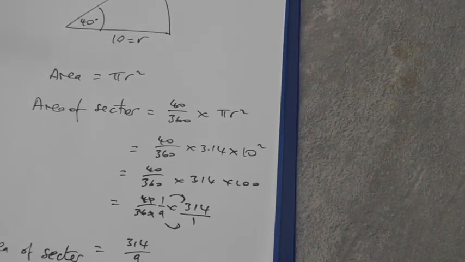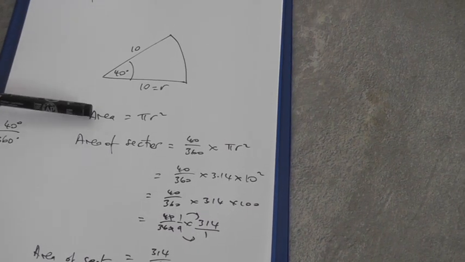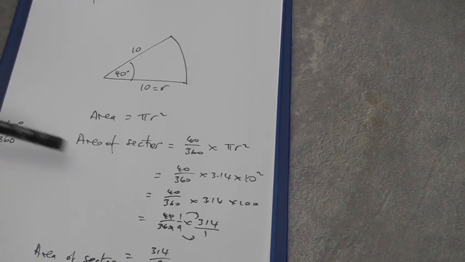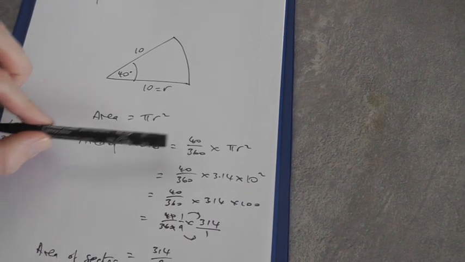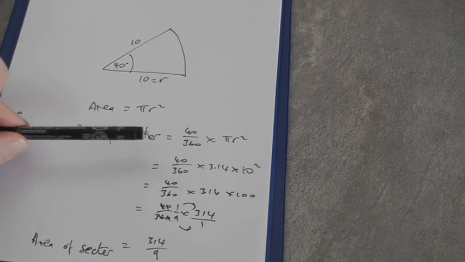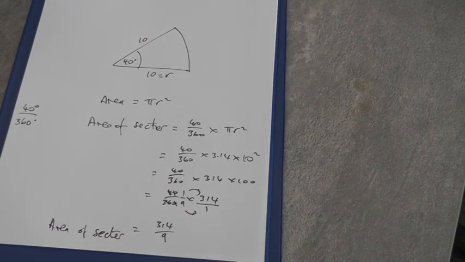So just to recap, a sector is a portion of a circle. We use the area of a circle formula to find the area of the entire circle, but we then use the degree measure here as a fraction and multiply it by this formula to get the area of the sector, and we work our way through this setup here, and we then get the area of the sector. And that is the question finished.